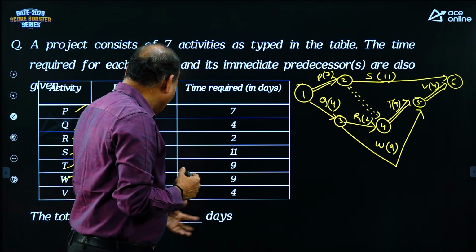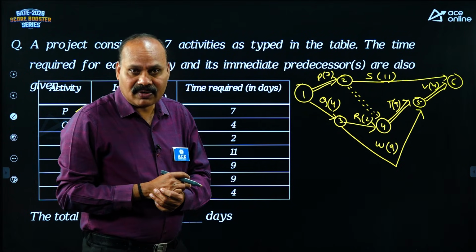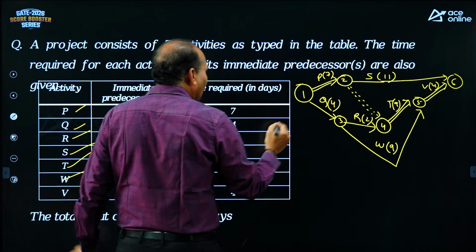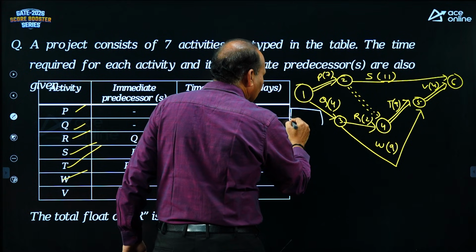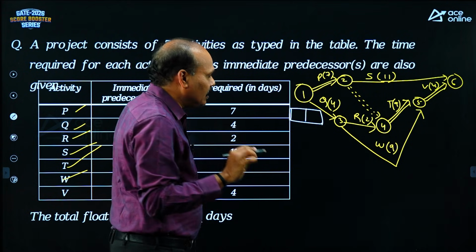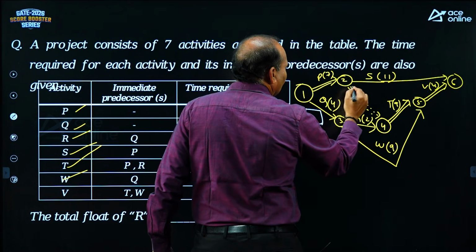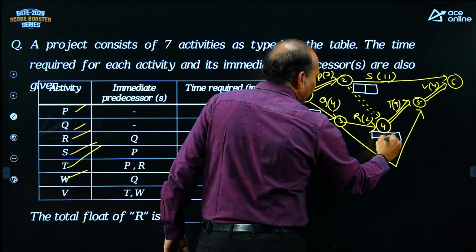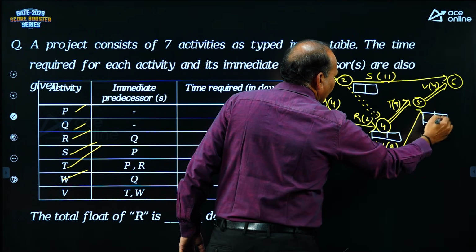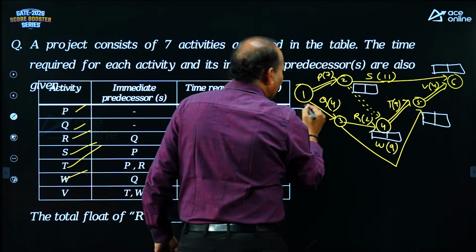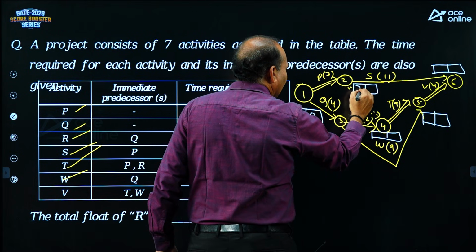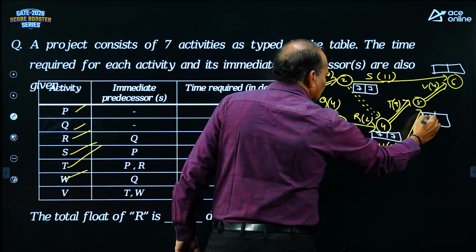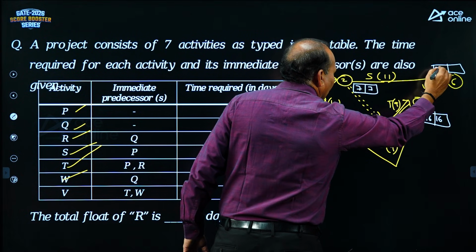And the question is R. R is non-critical, right? Definitely it will have some float value. And along the critical path get the earliest and latest values. I used to tell many times one simple technique for critical events. The values are 0, 0, 7, 7, 7, 7, 16, 16, 20, 20.